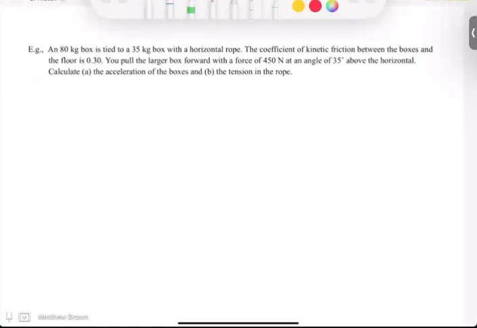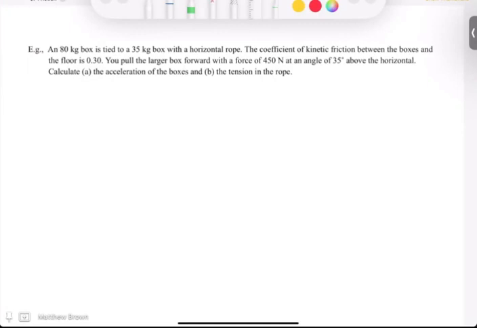Okay, so here we go. We got an example. We got an 80 kilogram box is tied to a 35 kilogram box with a horizontal rope. The coefficient of kinetic friction between the boxes and the floor is 0.3. So as I said, you're just given it. You pull the larger box forward with a force of 450 newtons at an angle of 35 degrees above the horizontal. Calculate the acceleration of the boxes and the tension in the ropes.